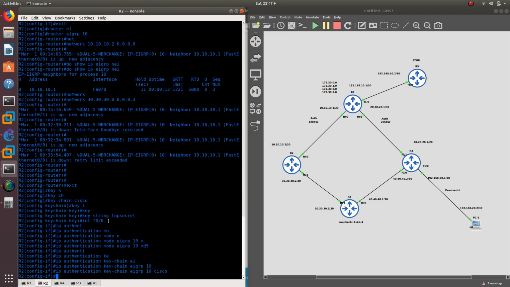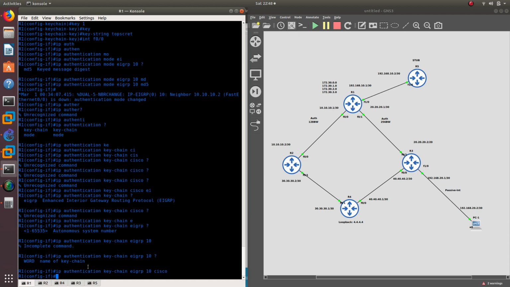It didn't come up. Top secret. FastEthernet 0/0. So the neighbor relationship did not come up. Okay, let's go ahead to router 1 and see what I did wrong.